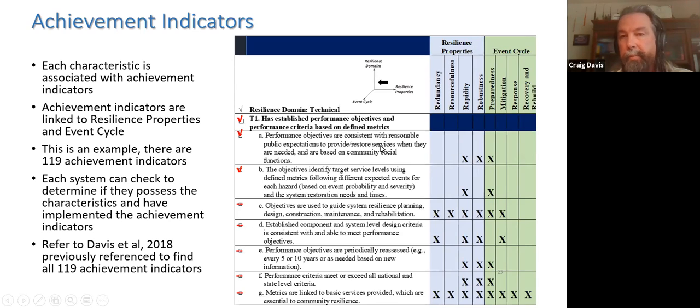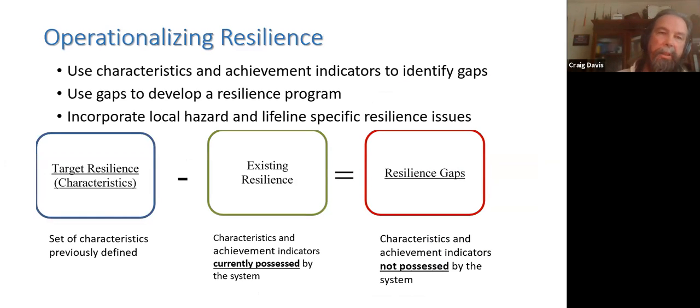And if you wanted to make improvements for resilience, for example, based on one of these resilience properties, in this case, redundancy, which I've circled, then you might want to see which achievement indicators help me achieve redundancy in different levels. You could do the same thing for all the rest of the resilience properties in the event cycle. So then those could be used to operationalize resilience within your system. So you can use these characteristics and achievement indicators to identify gaps. The gaps can be used to develop the resilience program, which I'll summarize here real quick.